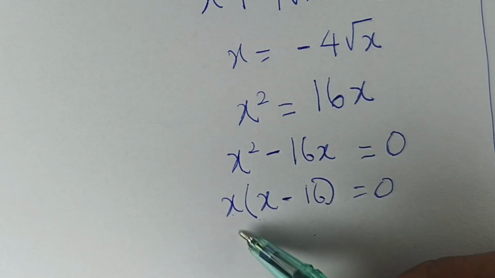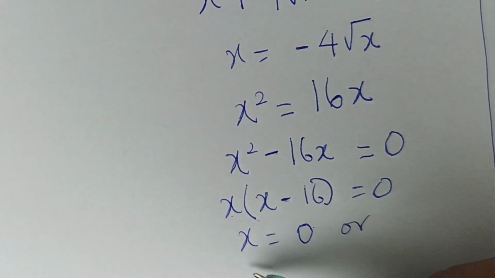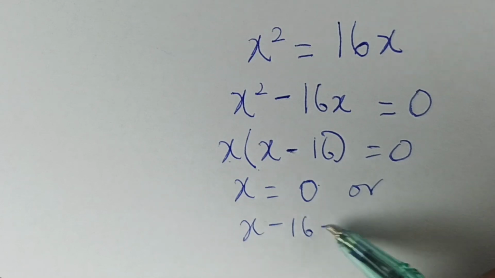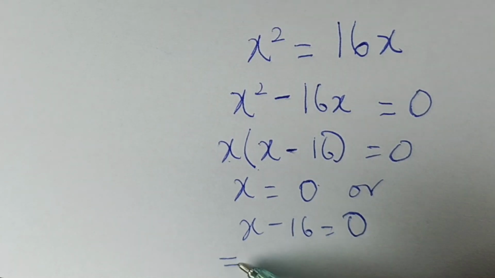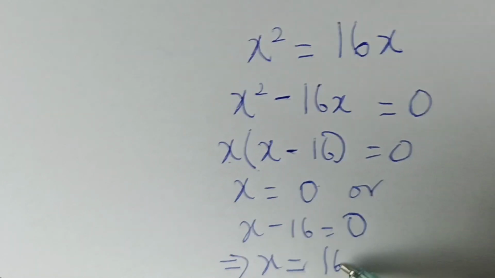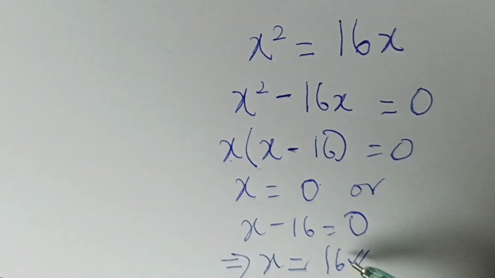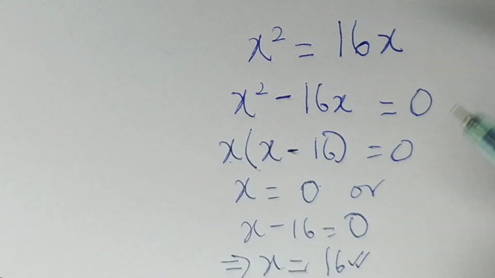Okay, so it's either that x is equal to 0 or x minus 16 is equal to 0, and then this implies that x is equal to 16. So it's either that x is equal to 0 or x is equal to 16.